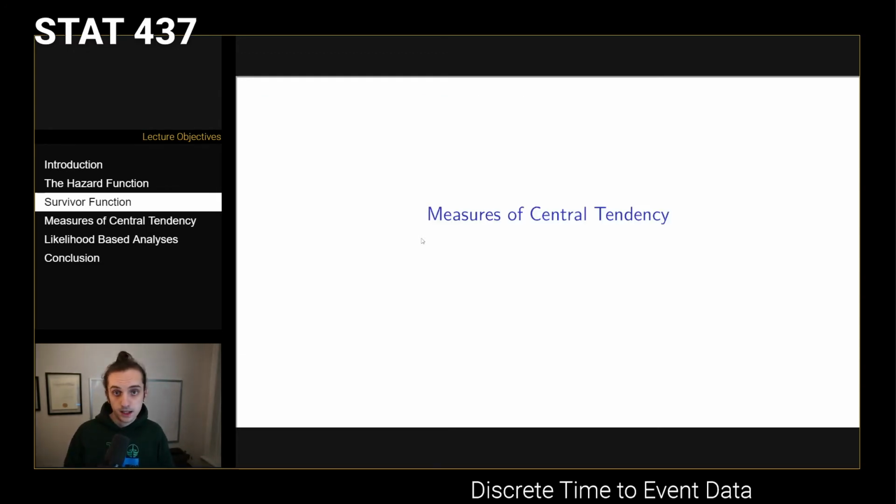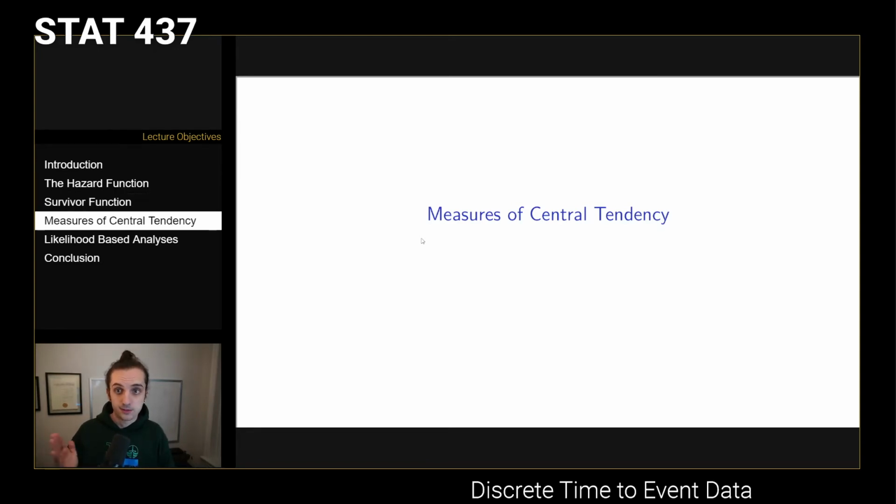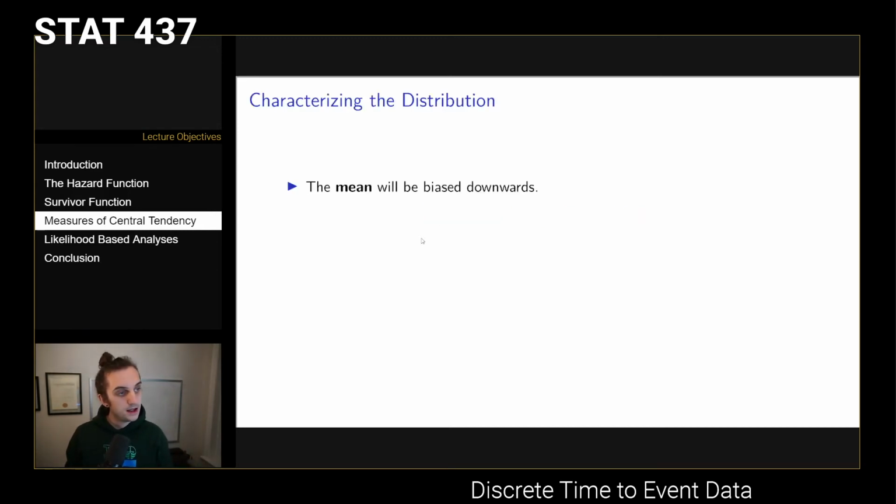So if we have our hazard function and we have our survivor function, we also want to be able to discuss measures of central tendency. Okay? And the problem that we're going to run into is that we can't just take sample means. The means are going to be biased downward. Now let's try and think about why that's happening, right? If you just take the mean of the amount of time that someone was in the study, well, you have to start thinking about how we handle people who were censored, right?